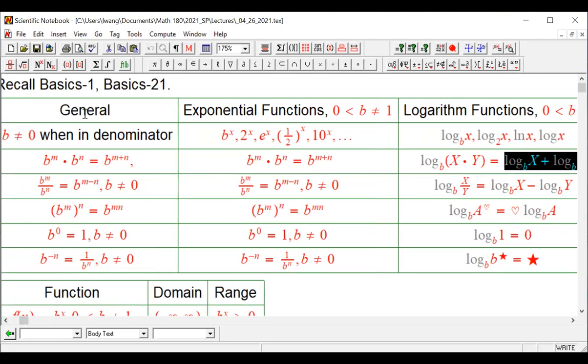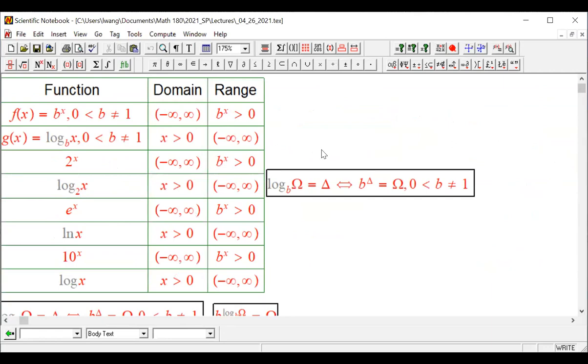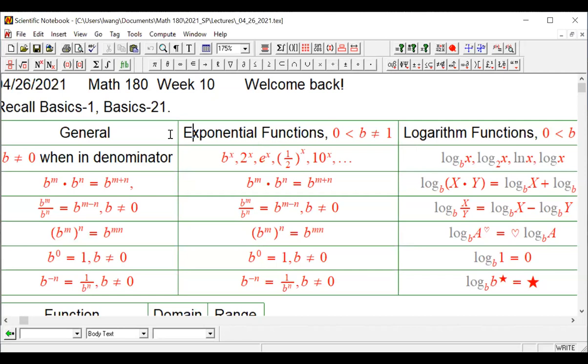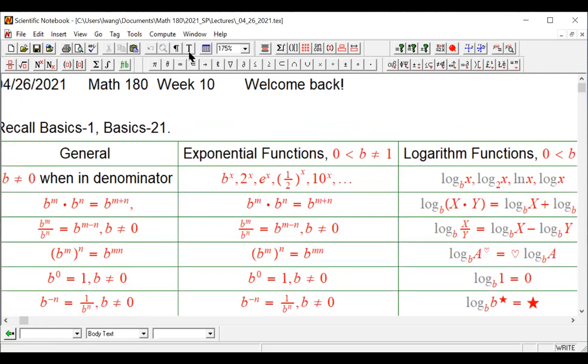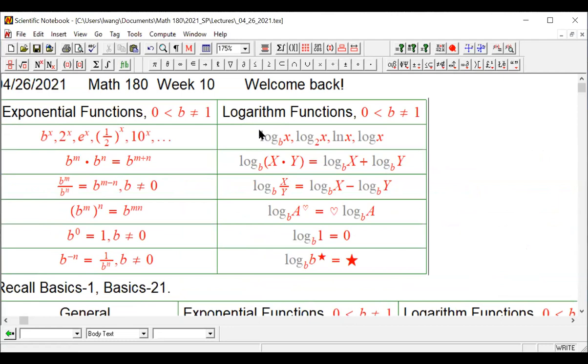So now you see that these properties and the functions are related. If we want to put these properties in condensed form, I would say, let's keep it short.